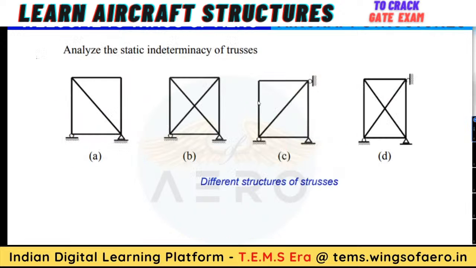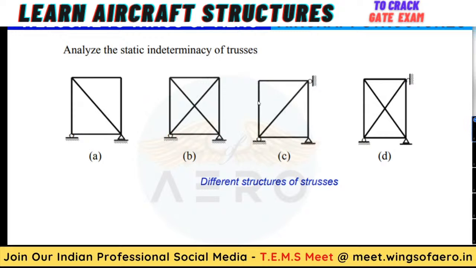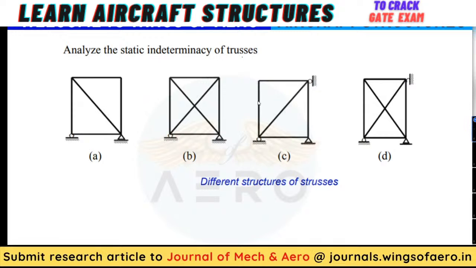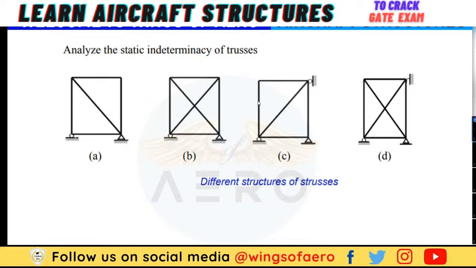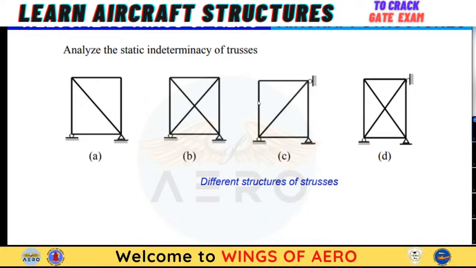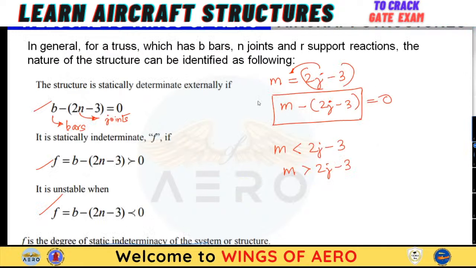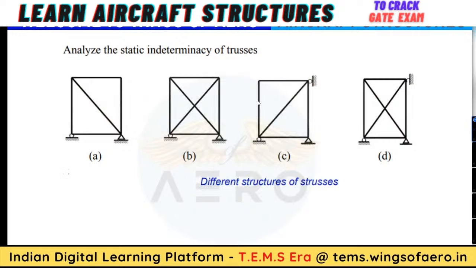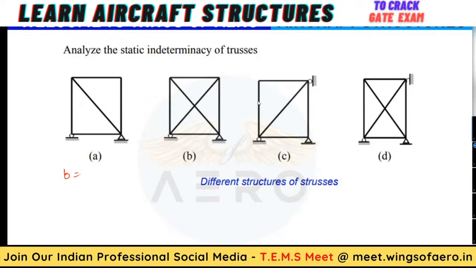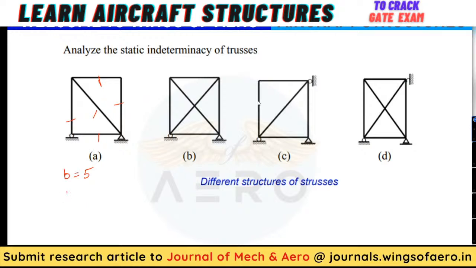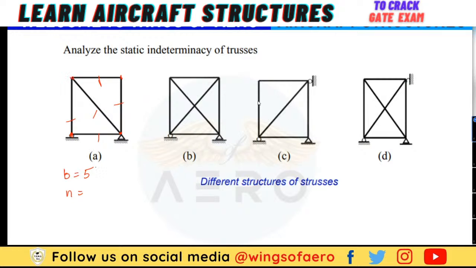Now let's find it for the first one. Static indeterminacy of the structures. First one, tell me what kind of structure it is. So note down these formulas. Statically determinate. How are you telling? What is the number of bars you have? The number of bars is 5: 1, 2, 3, 4, 5. And the number of joints, n, is here 1, 2, 3, and 4.